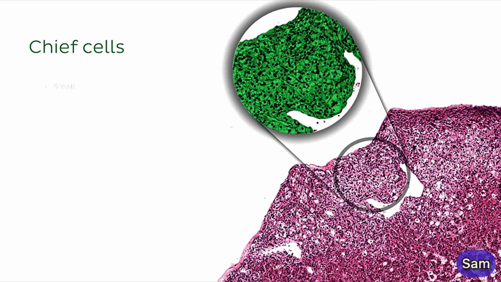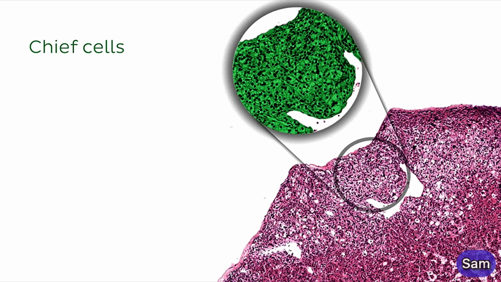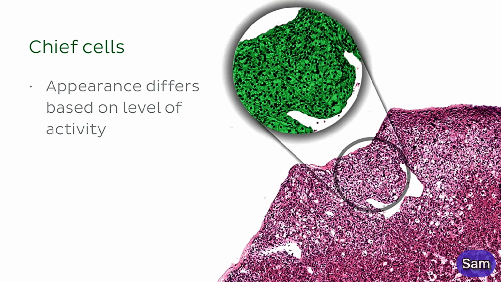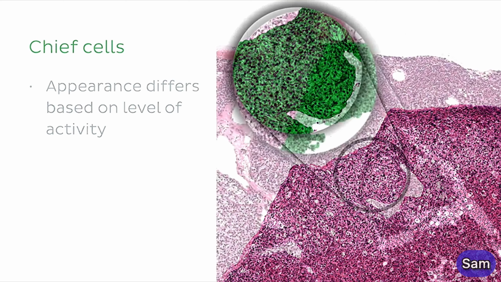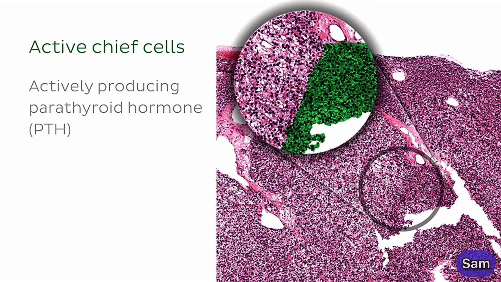Chief cells are small, about 7 to 10 microns in diameter, present a centrally located nucleus, and contain vesicles of glycogen and lipid droplets. Their appearance, however, differs according to their level of activity, which we'll see shortly. Here are some active chief cells. When we say active, we mean they are actively producing parathyroid hormone.